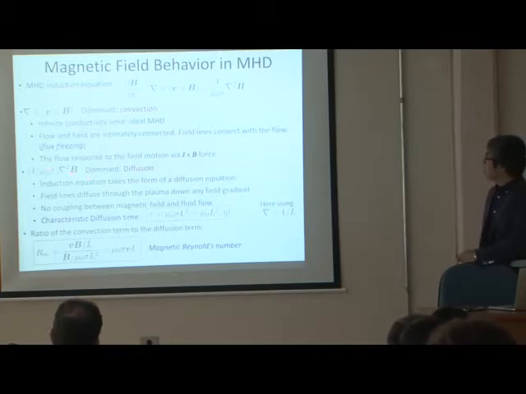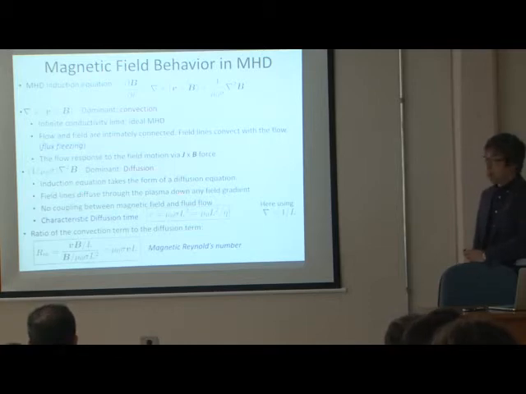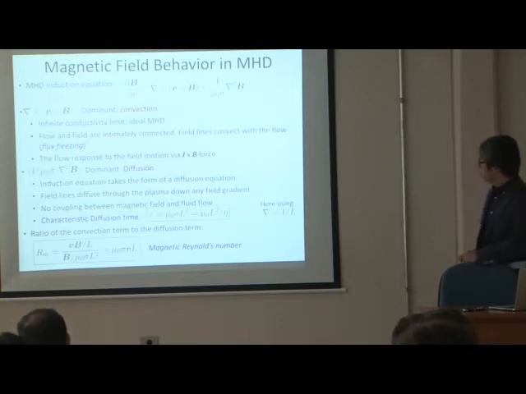And then the second term, the nabla squared B term, comes from diffusion. So the induction equation takes the form of a diffusion equation, and the field line is diffused through the plasma and down any field gradient. Then there is no coupling between the magnetic field and the fluid flow in this case. And the characteristic diffusion time scale is right here. Now nabla is just equal to 1 over L. This is a special case.